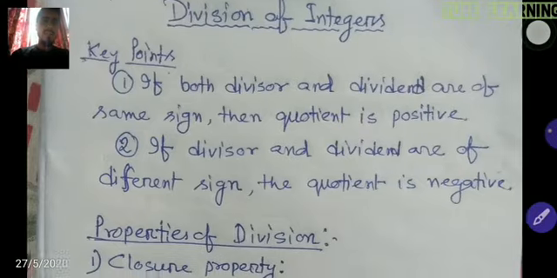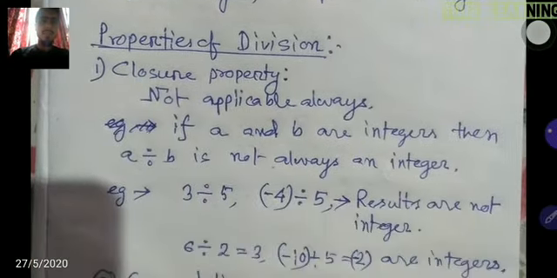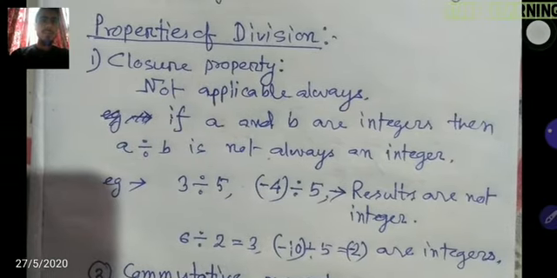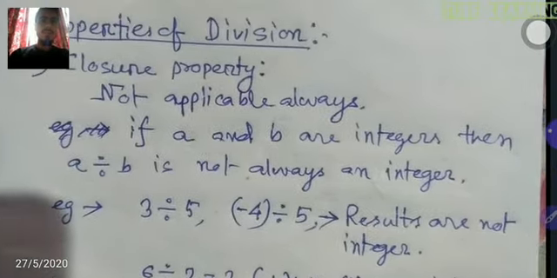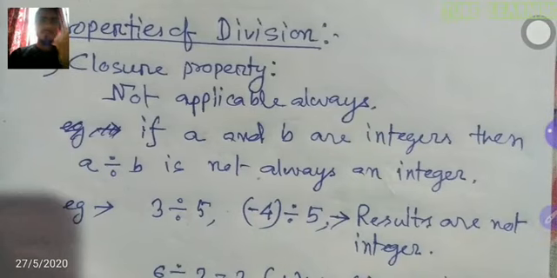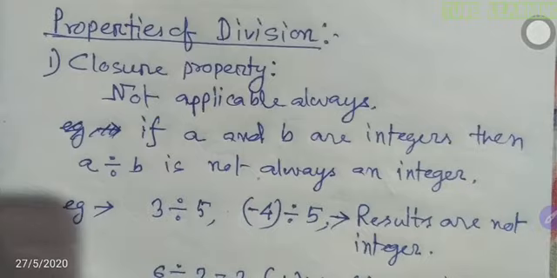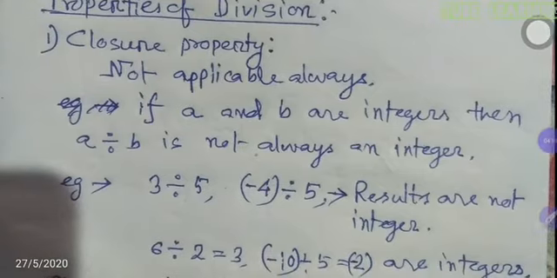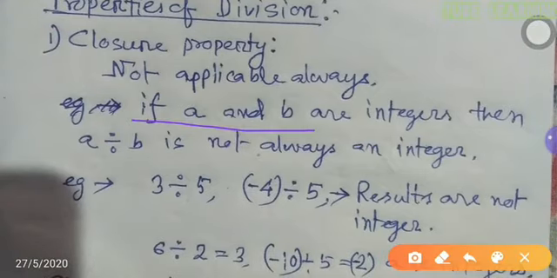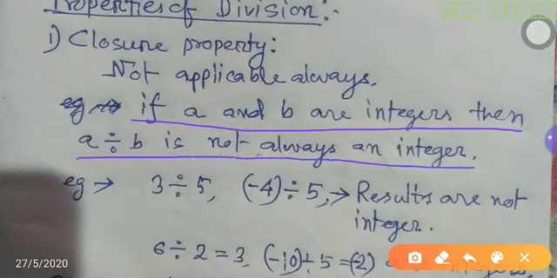Now some properties are given. First is the closure property. The closure property is: if a and b are integers, then a divided by b is not always an integer. For example, 3 divided by 5: we get a decimal number, which is a rational number. We will not get an integer.